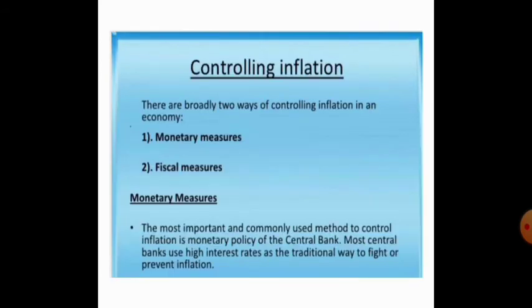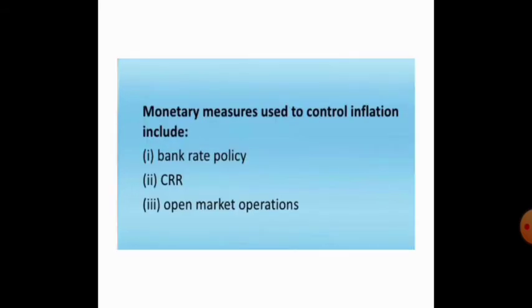Okay, next one, how we can control inflation. Here we have two ways of controlling inflation in an economy: monetary measures and fiscal measures. Monetary measures: the important and commonly used method to control inflation is the monetary policy of the central bank. Most central banks use high interest rates as the traditional way to fight or prevent inflation.